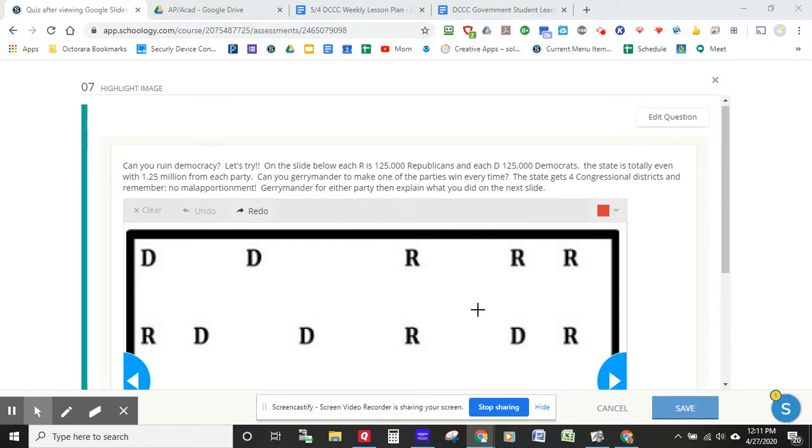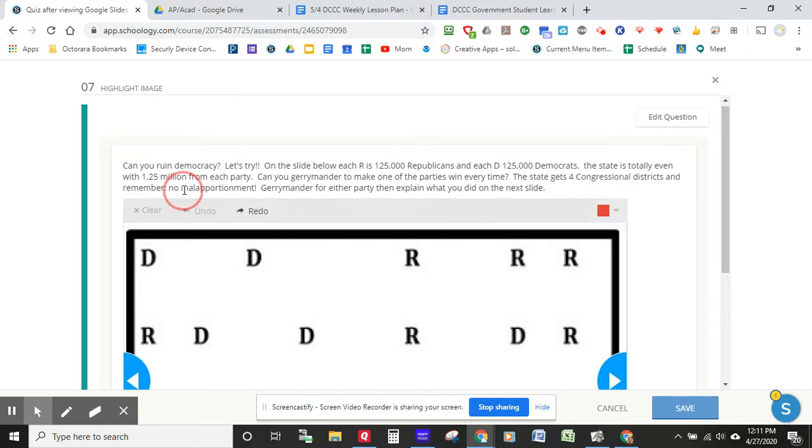So, some of the rules that we have to follow here that people had some problem with: the first thing is the state has no control over how many members of Congress they get. In this example, we're only allowed to draw four boxes in the state because we only have four members of Congress, so they're going to get elected from those four different areas.